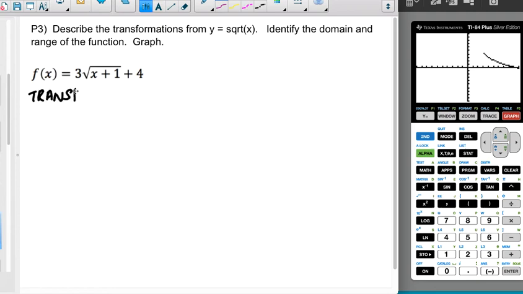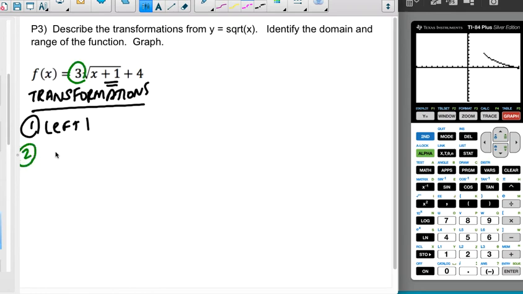So transformations, right? So my transformations, number 1, first thing that's going to happen is left 1, right? The second thing that's going to happen is a vertical stretch by 3. And the last thing that's going to happen is up 4. So once I know that, and to be clear, you don't have to do these steps in the exact order I gave you. Maybe you do the domain and range last, because maybe it's easier after you graph. But so there's my transformations.